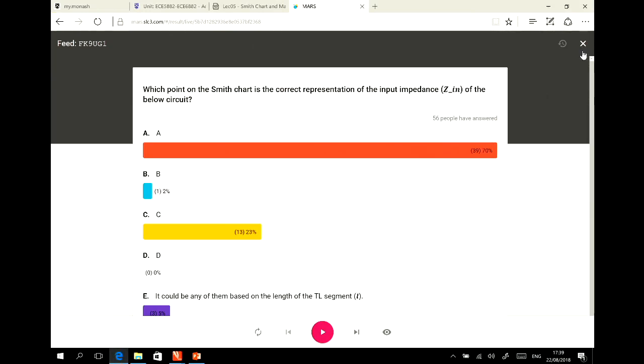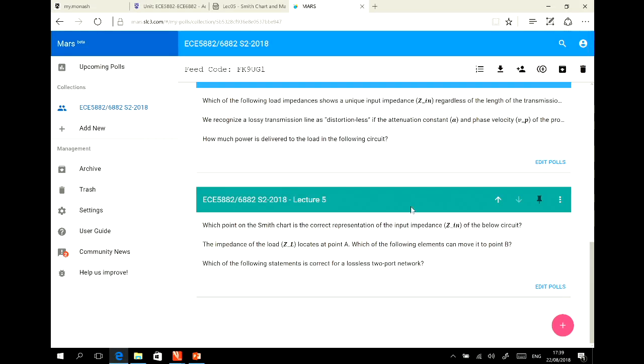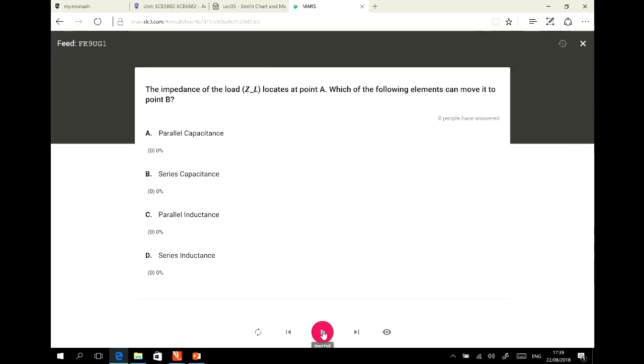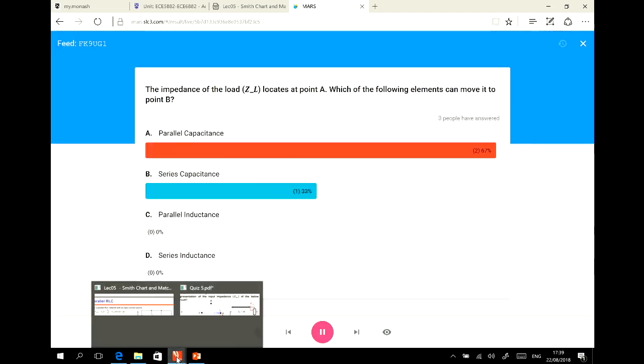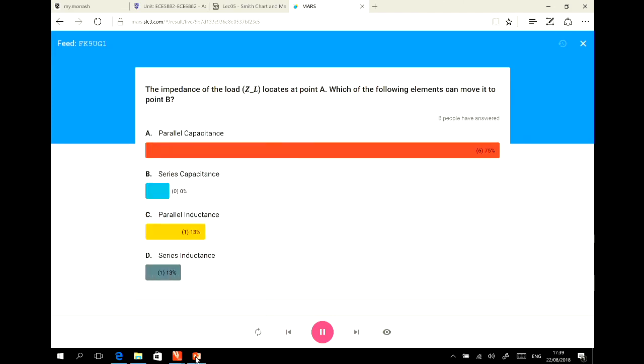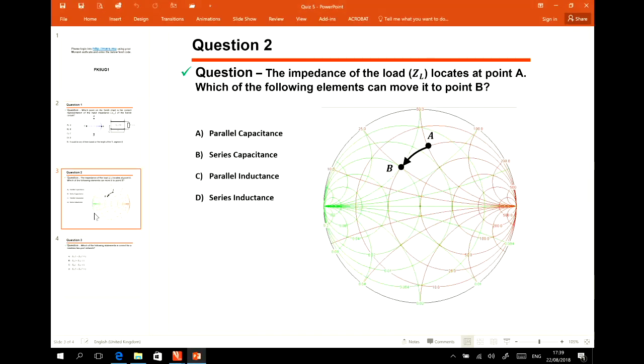So we go for question 2. All right. So we have ZL at point A, and then with one of these components we move to point B. So what will be that component?